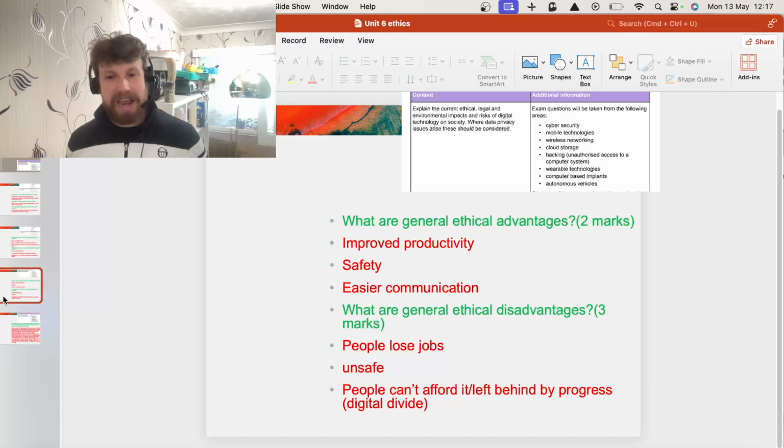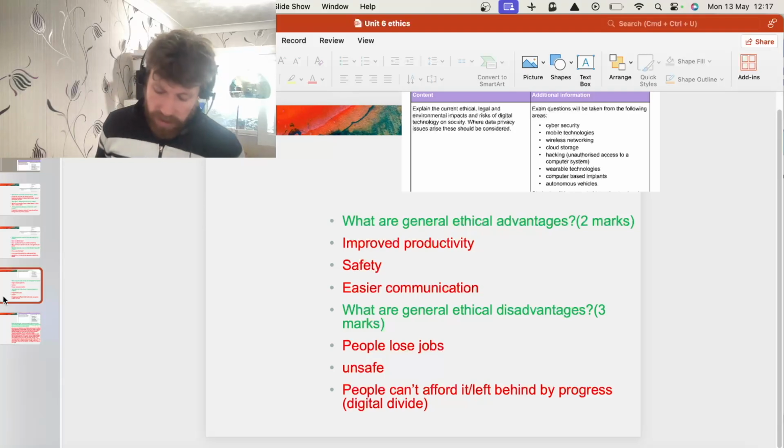If there's a hack that happens and it steals lots of data, people may get sacked. People are going to lose jobs. So same point, different topics that we can use it for. Unsafe. So if something is unsafe and it causes health and safety reasons.